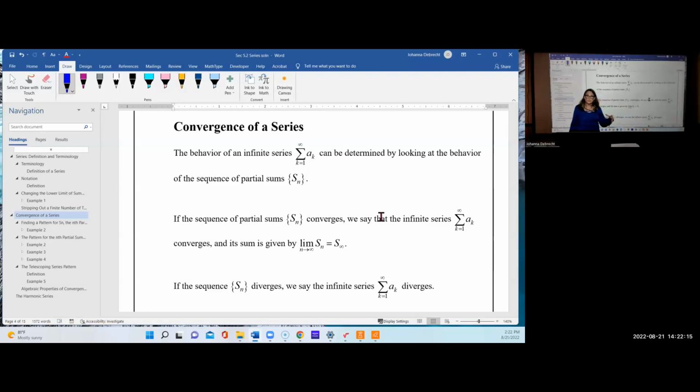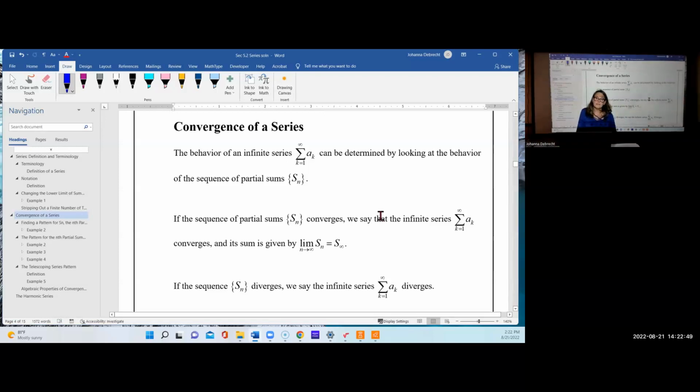And remember, the partial sums are just adding together the first term by itself, S1, then the sum of the first two, S2, the sum of the first three, S3, and so forth. So that creates another sequence, not the original sequence, but another sequence based on the partial sums. And if those partial sums approach a finite real number, then we say that the infinite series converges, and it converges to that value, S infinity.